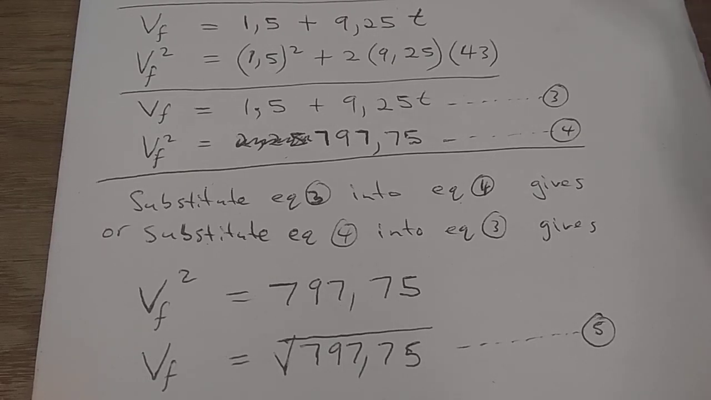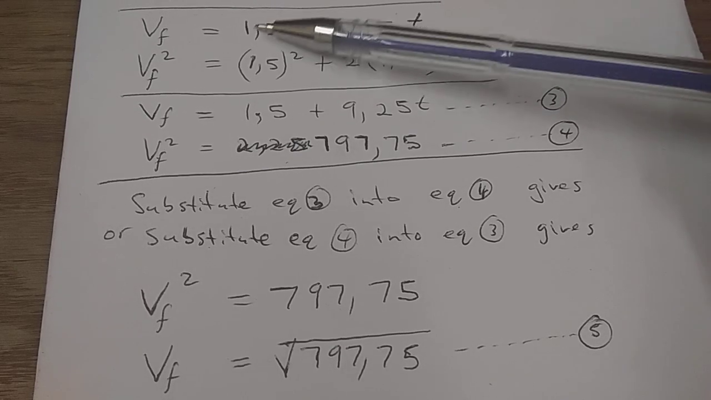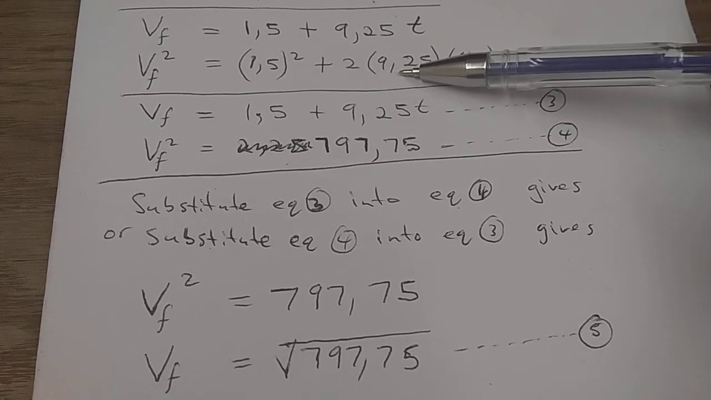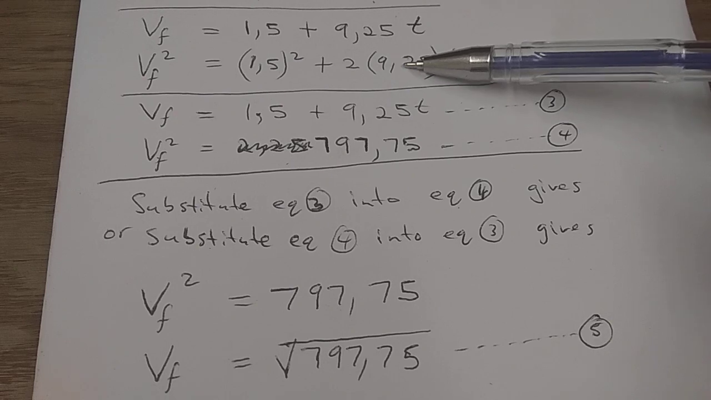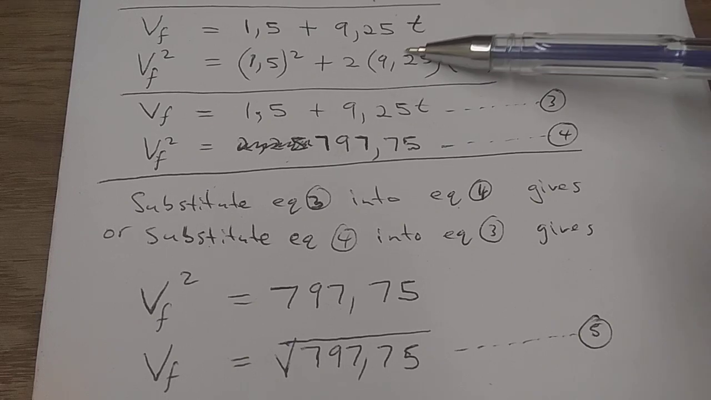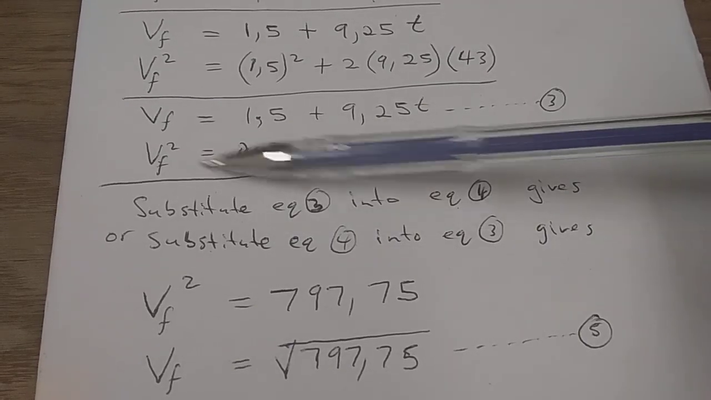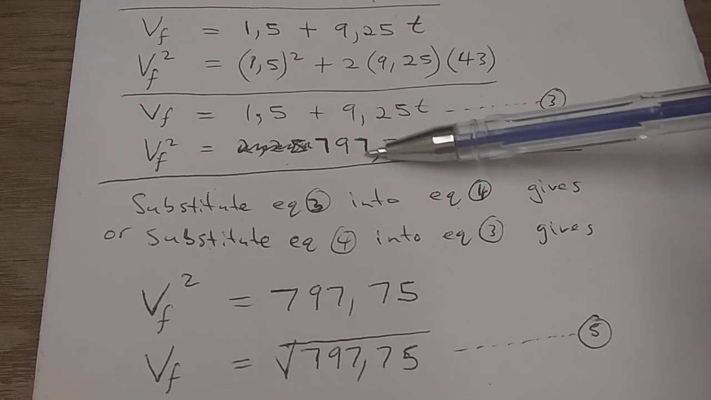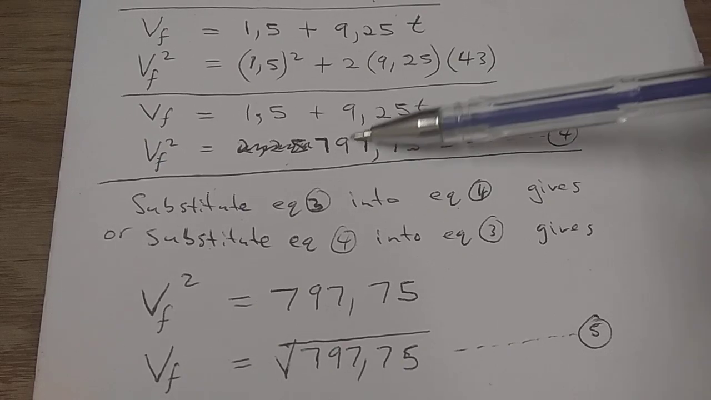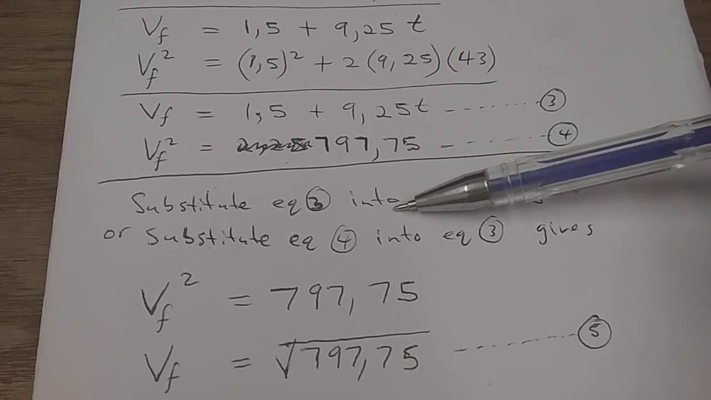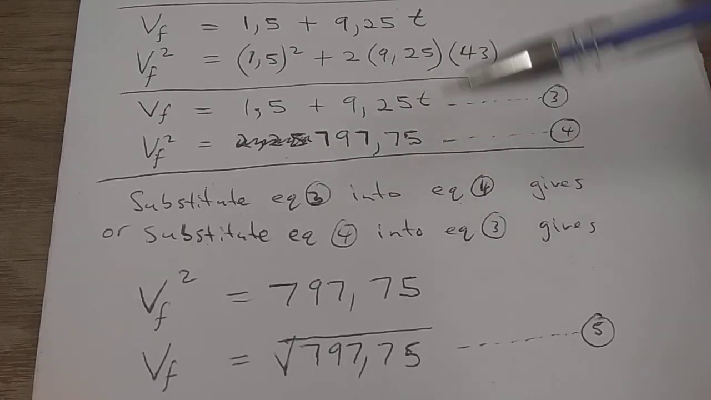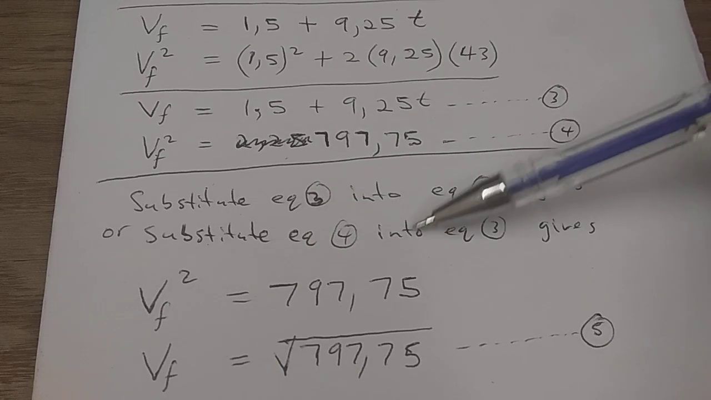So we have our Vf squared, which is Vi squared plus 2 multiplied by the acceleration by the change in x. By substituting, you find out Vf squared is equal to 797.75. You can round it off, but you can work with it as it is, because that's the actual. We can substitute equation 3 into 4, or equation 4 into 3.